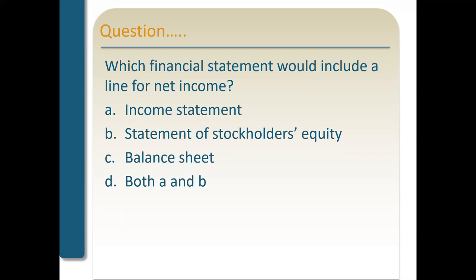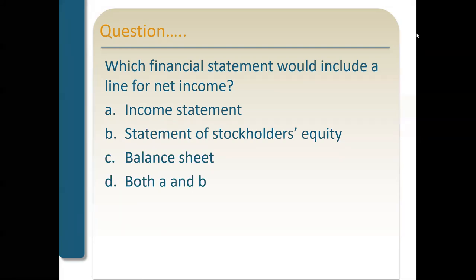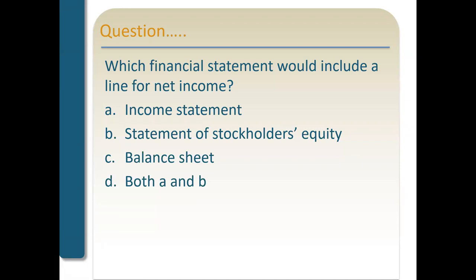Now, to start, which financial statement would include a line for net income? Would it be the income statement? Would it be the statement of stockholders' equity? Would it be the balance sheet, or both A and B? Would it be the statement of stockholders' equity? That's one. That does have a line for net income.